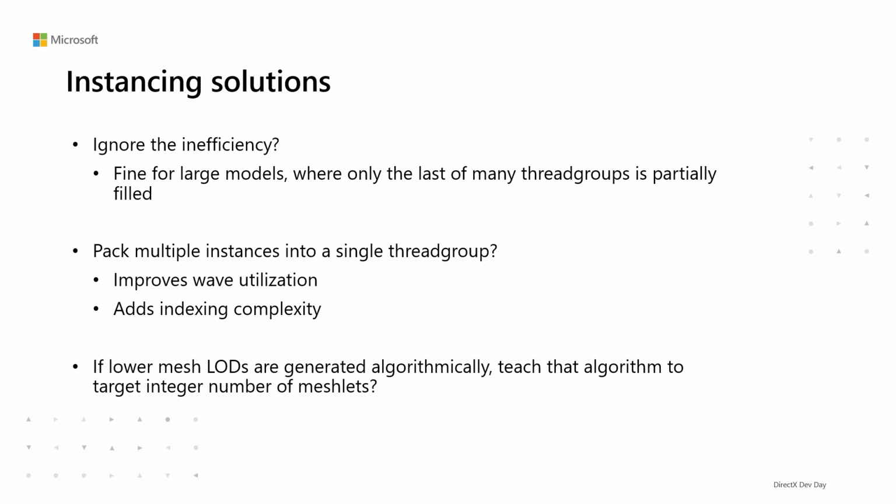Another experimental idea, which we haven't really proven out yet, but we think will work well. In a lot of engines, the lower detail versions of meshes are actually generated algorithmically by some kind of asset reduce. If you teach that algorithm about meshlet sizes, it can actually just completely avoid that problem by knowing that 32, 64, or 128 are going to be efficient. Just try not to generate things that won't pack well.